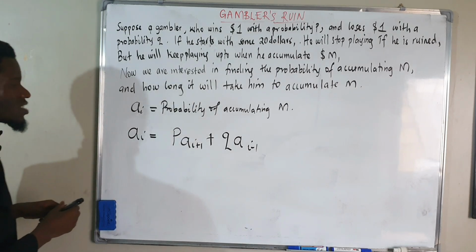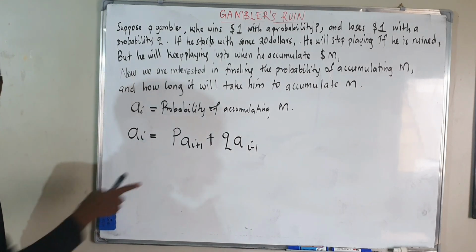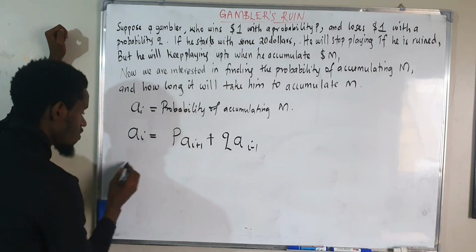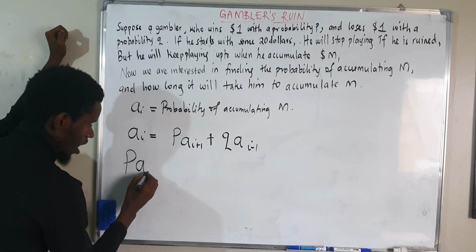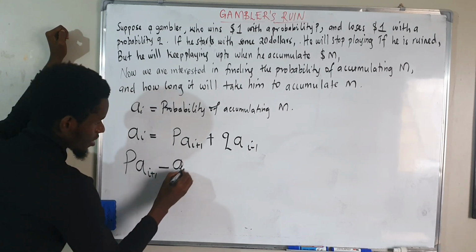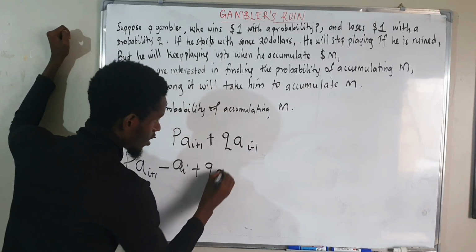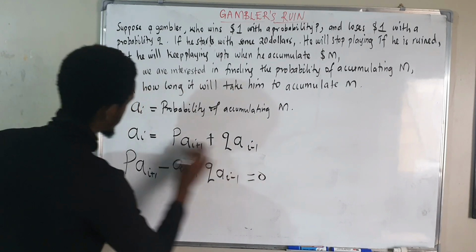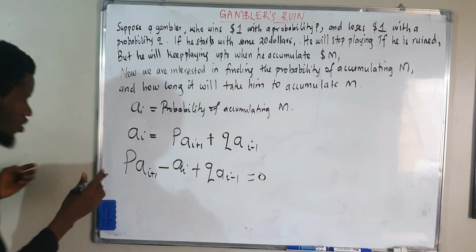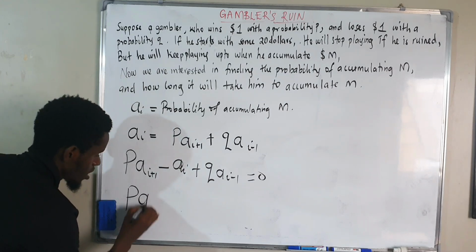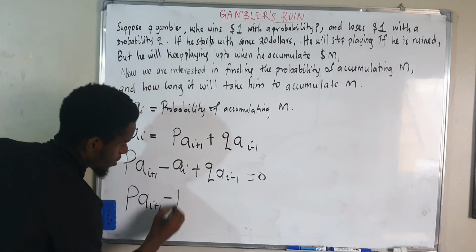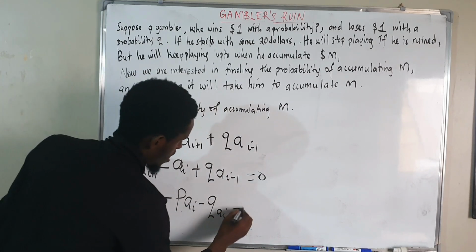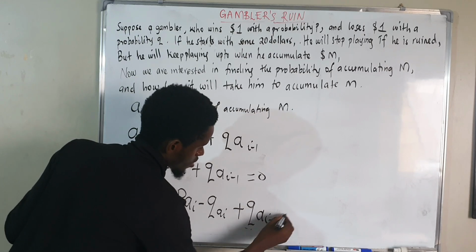Now from here, I see that we can formulate a linear difference equation from this question. If I bring this A this side, I have P times A I plus 1, then minus A I, then plus 2 A I minus 1, equal to 0, because I've brought this I this side. Now from this step, I want to introduce something, and then it's going to make sense to you. If I have P times A I plus 1, then if I introduce P A I minus 2 A I plus 2 A I plus 1 equals 0.